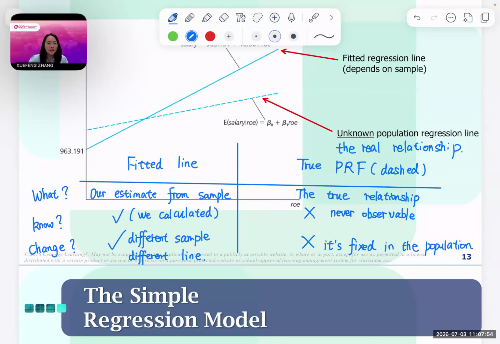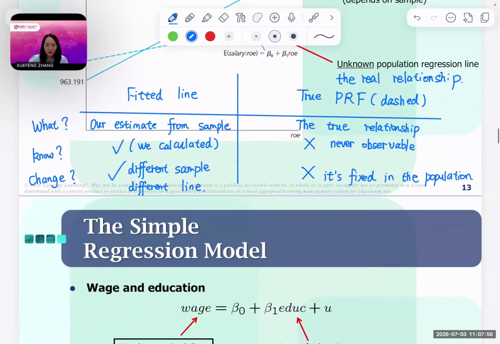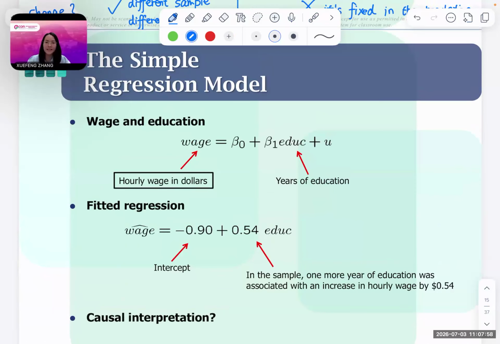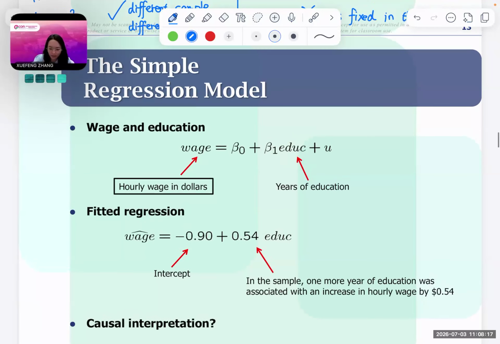So let's continue. Next one, I want to show you the examples, okay? This is a real example. It's about wage and education. This one is very close to your own life, okay? So let's think about it. What is the question that we are trying to answer? The question is, does staying in school longer actually make you earn more?